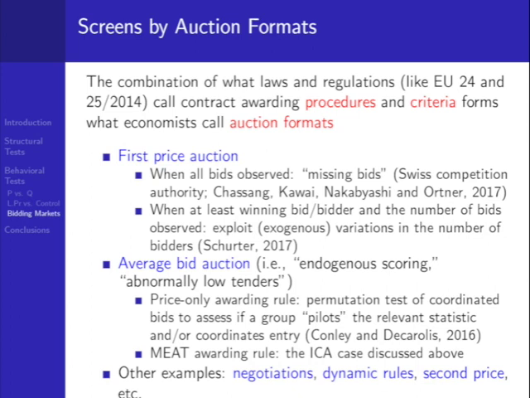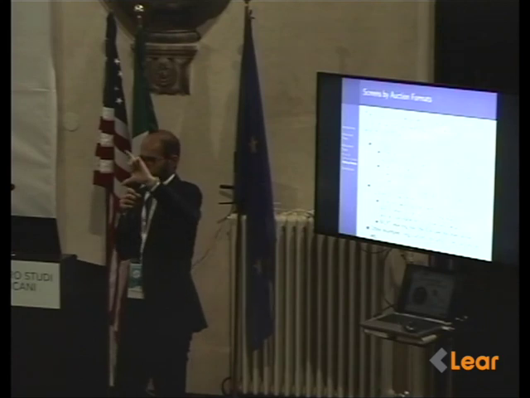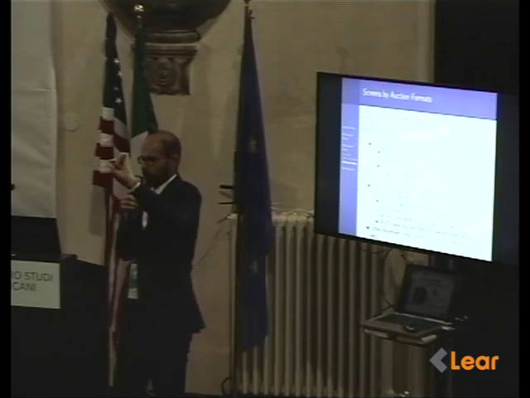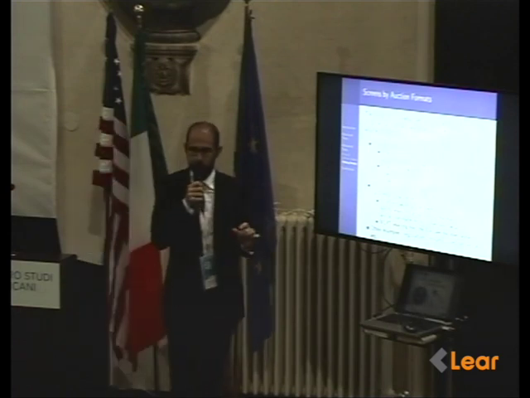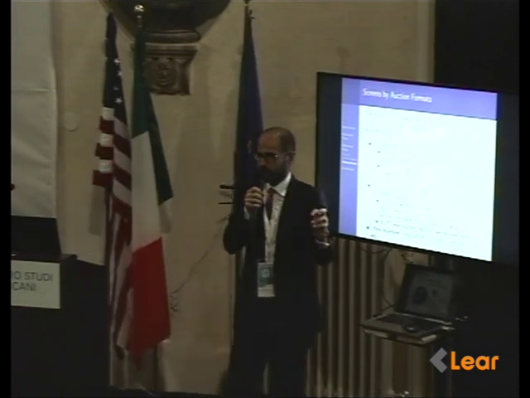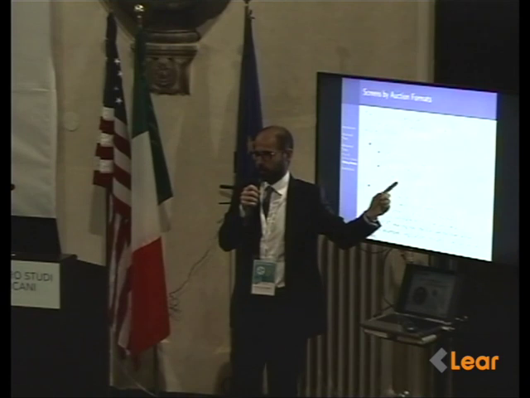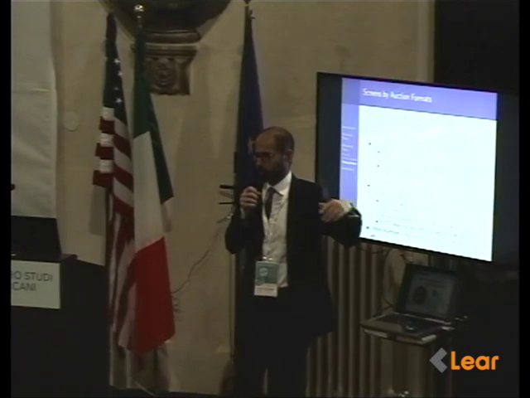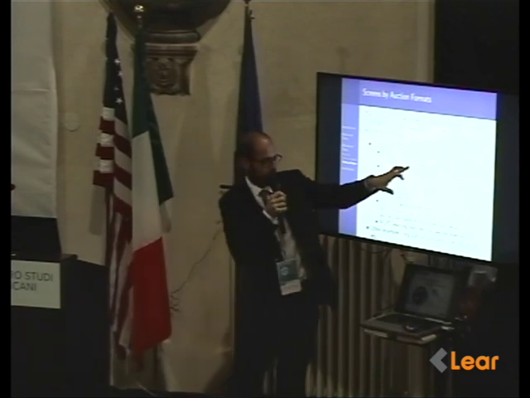Here are just a couple of examples. In the context of first price auctions, there is a phenomenon called missing bids, which is a gap between the bid of the winner and the second bidder, relative to the bids of all the other players, the second and the third and the fourth. This phenomenon has been documented in a number of cases. The Swiss Competition Authority, in the case that they started and won, started exactly from that kind of test. And the theoretical foundation for why this is a typical behavior of cartels is presented in a recent paper by Chassang and co-authors.